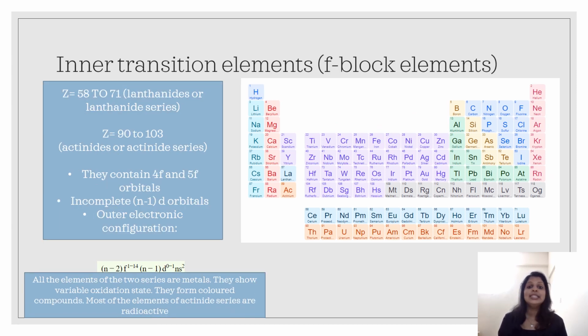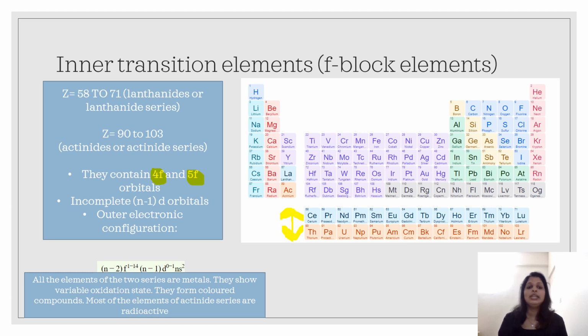Next is inner transition elements or F block elements. These two rows are considered as F block elements. The atomic number should be 58 to 71, and that series is called the lanthanides or lanthanide series. And if the Z value is 90 to 103, it is said that it is actinides or actinide series. And the orbitals present are 4f and 5f. So these are the f orbitals that are present in the inner transition elements.